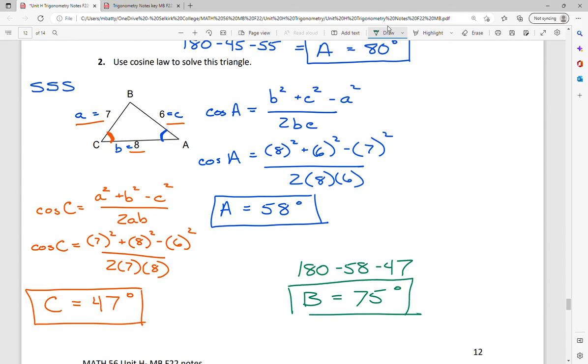I much prefer the sine law. The cosine law, I frequently make subbing in errors, and I do find that the calculator work is a little bit cumbersome. So give those a shot and make your choices. If you don't want to use the cosine law, you can often find a workaround. We have one more section in Unit H, which is the applications of trigonometry.